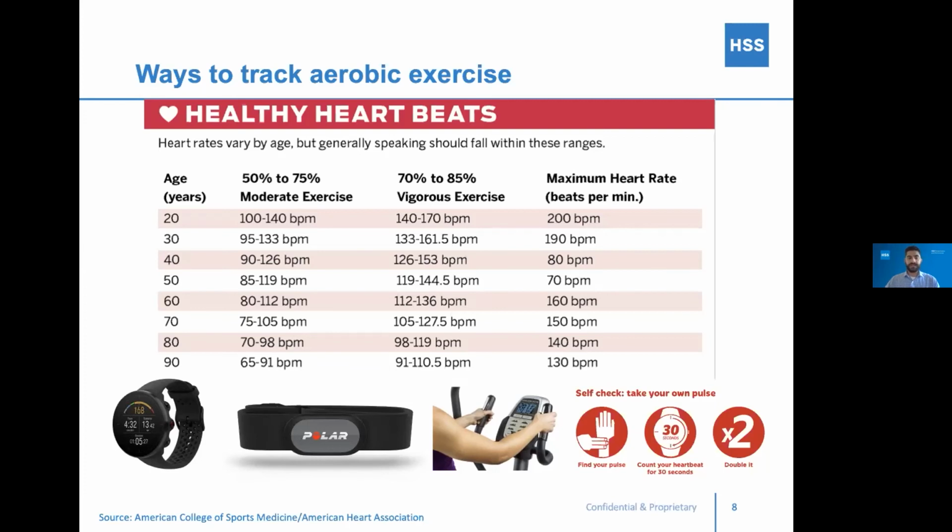So for an example, I'll use a 60-year-old adult. That 50 to 70% range of their maximum heart rate would be 80 to 120 beats per minute. 70 to 85% for vigorous exercise, that would fall between 112 to 136 beats per minute. So for me, it's all about practicality. How are you actually tracking this? So I have a couple examples on the bottom of the slide.